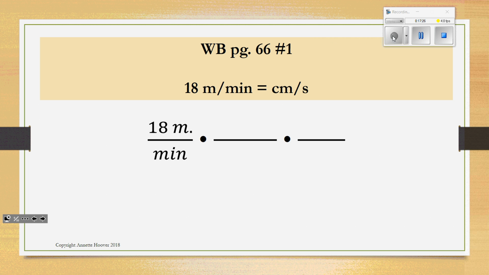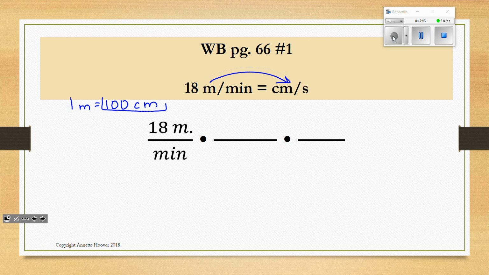Okay, so here's one, 18 meters per minute, but convert it to centimeters per second. Meters to centimeters. So our first conversion is distance. We know that 1 meter is equal to 100 centimeters. So these are the 2 parts that we're going to cut and paste into the next ratio. Meters is on top, so we have to put 1 meter on the bottom. Put the 100 centimeters on top. The meters cancel out.